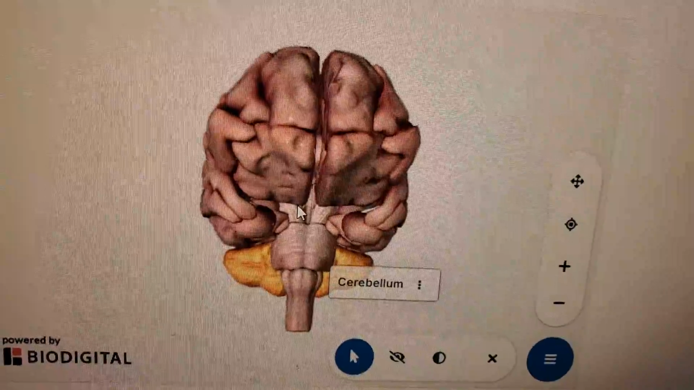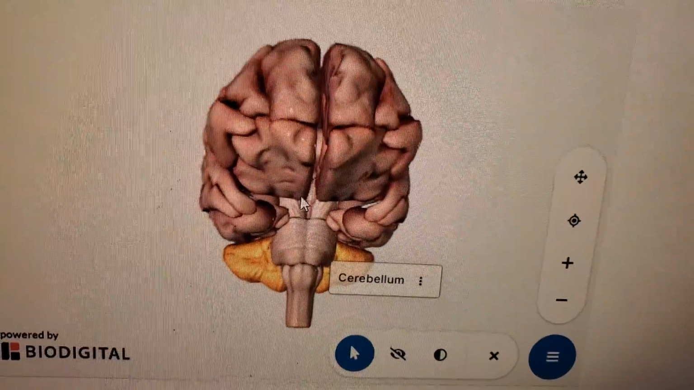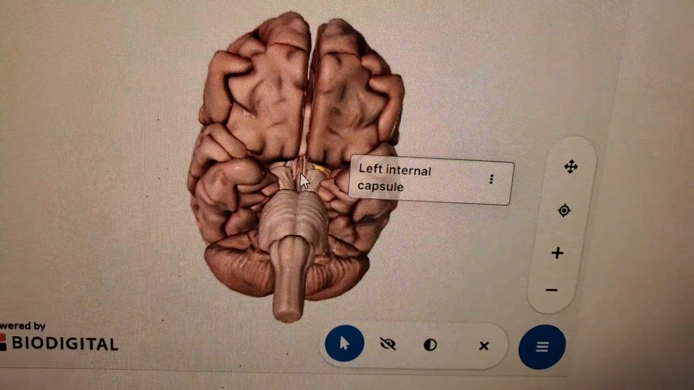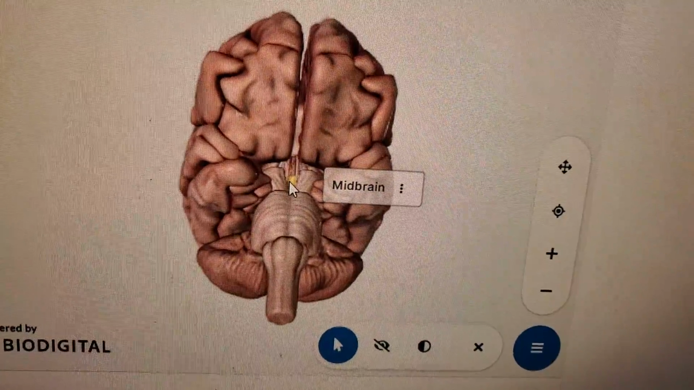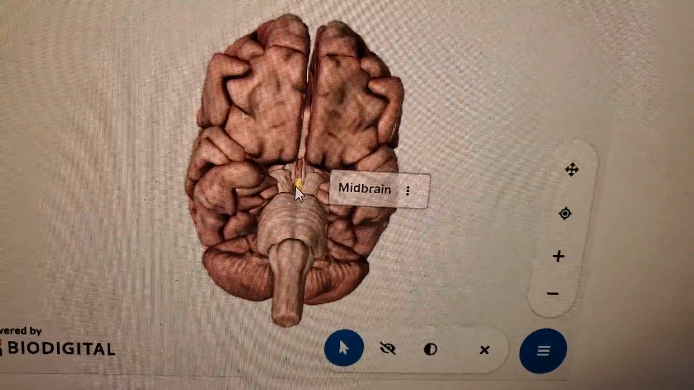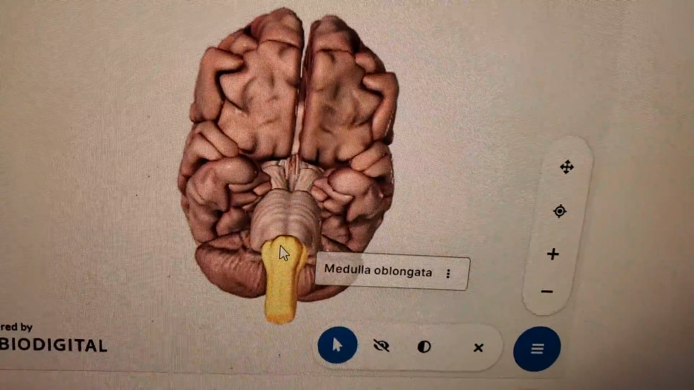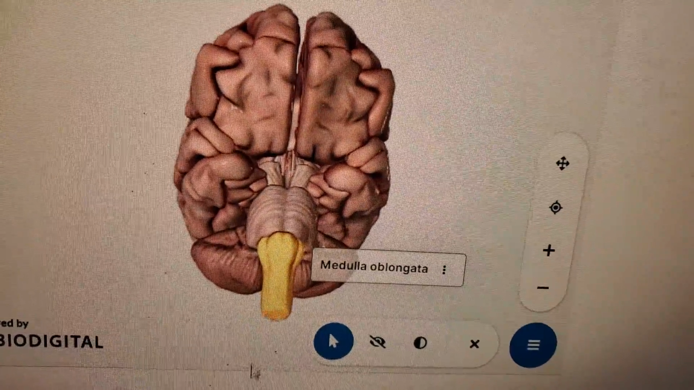functions. The brain also sends signals through the midbrain, which is somewhere in here. There we go. And that information gets sent to the pons, which gets sent to the medulla oblongata, down to the spinal cord, and then back up.